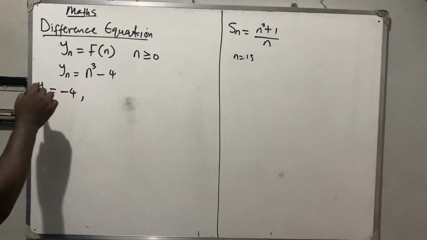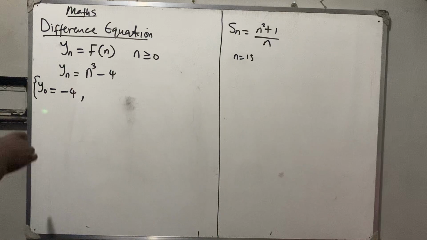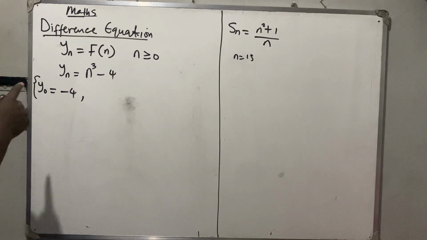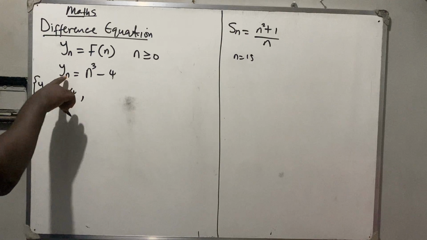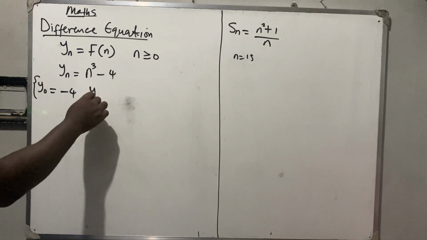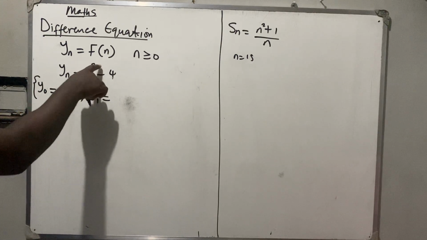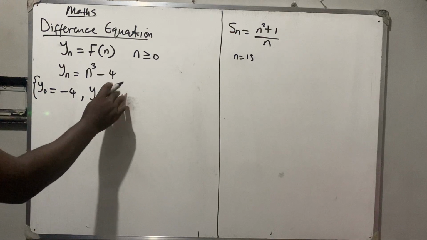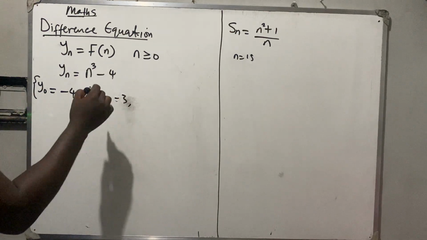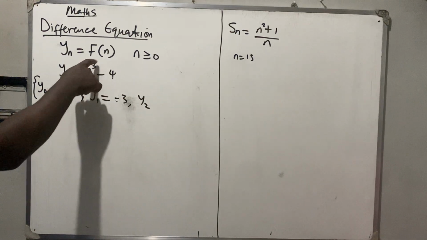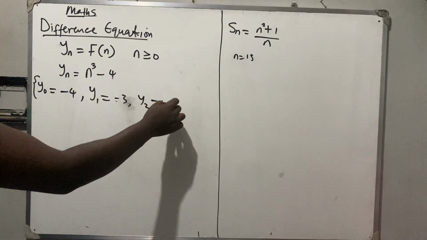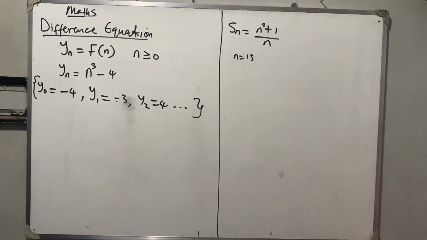So the next one, let me put it in a set, the set of few sequences here. The next one is when n is now 1. If n is 1, you have that y1 will now be 1 raised to power 3 minus 4, which will give you minus 3. Then y2 will give you 8 minus 4, which will give you 4. And so on and so forth. So that is an example of a difference equation.